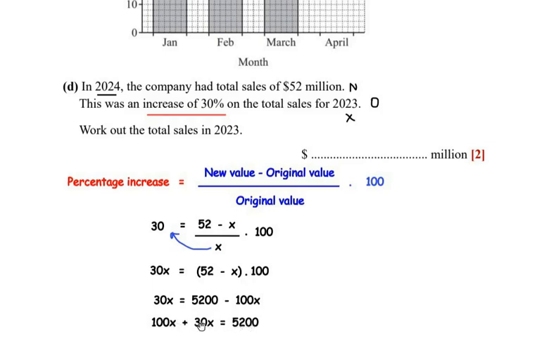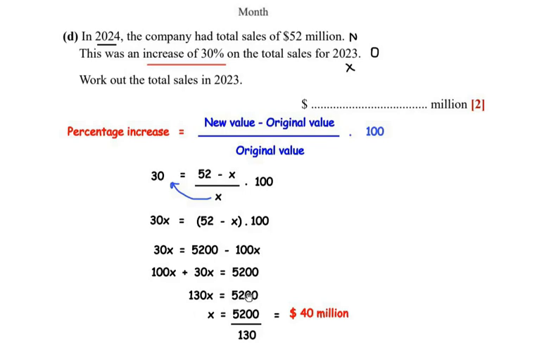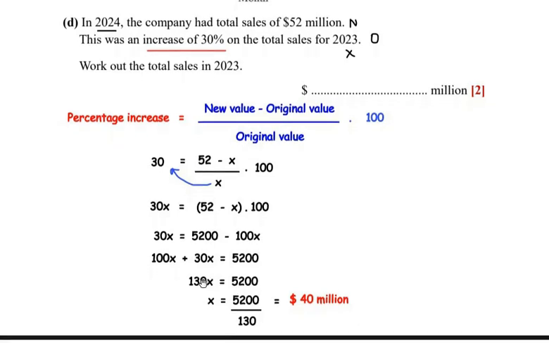Now these two are like terms. So adding them together we get 130X is equal to 5200. Now dividing both the sides by 130, we get X is equal to 5200 divided by 130. So we can cancel off 10 from the denominator and 10 from the numerator, giving us 520 divided by 13. So 13 1 times is 13 and 13 40 times is 520. So here the total sales which were generated in 2023 were $40 million. So this is our answer.